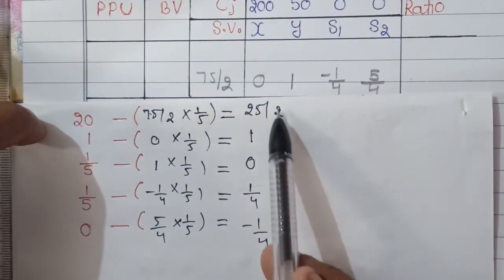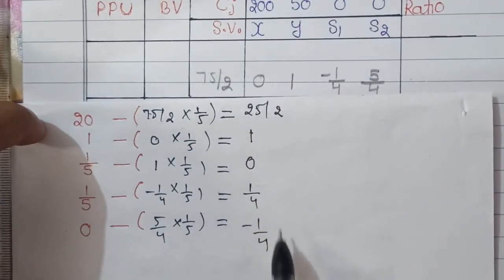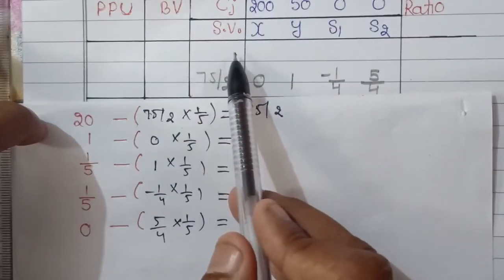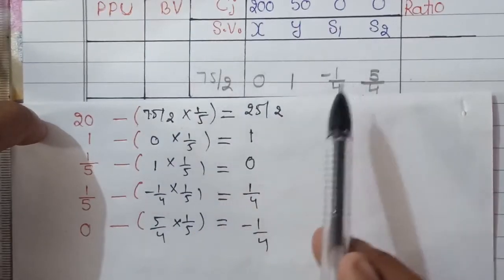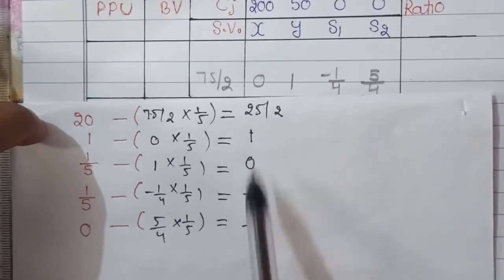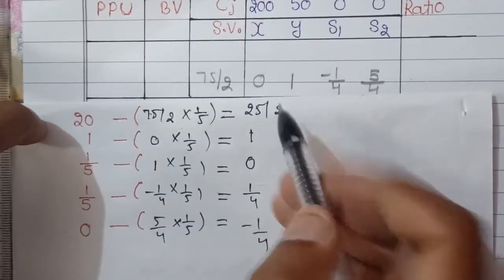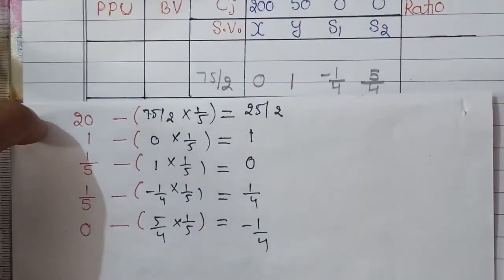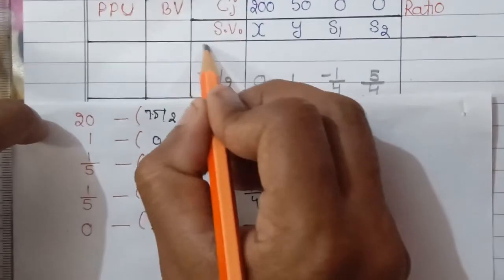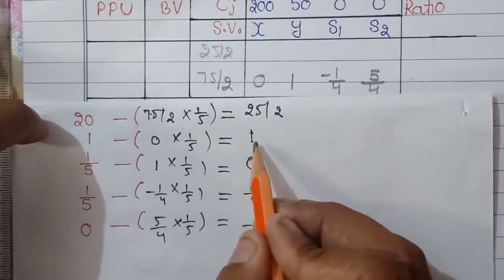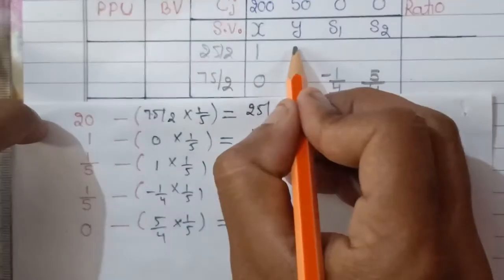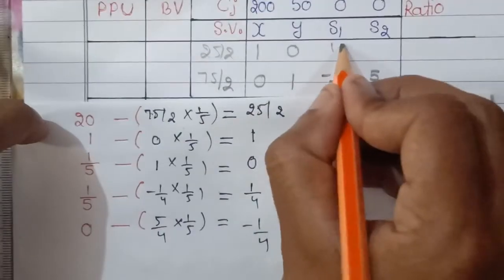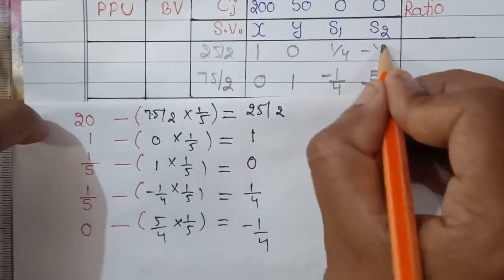Now we have to put all these values in the form of a row here. So let us plot these values here. The first value is 25 by 2, this is 25 by 2, this is 1, this is 0, this is 1 by 4, and this is minus 1 by 4.